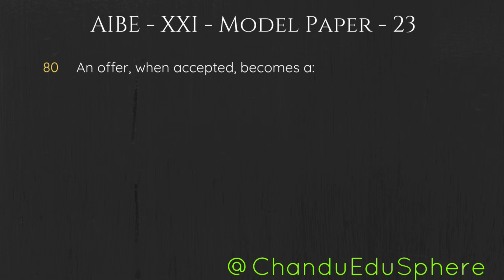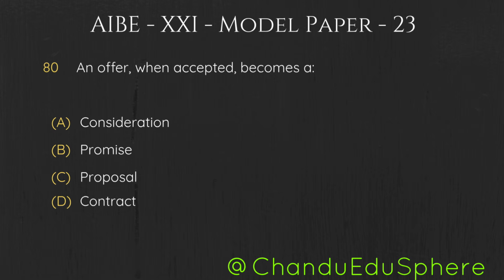An offer, when accepted, becomes a promise. Section 2(b) of the Indian Contract Act 1872 provides that when the person to whom a proposal is made signifies his assent thereto, the proposal is said to be accepted. A proposal, when accepted, becomes a promise. A promise plus consideration, in turn, becomes a contract.